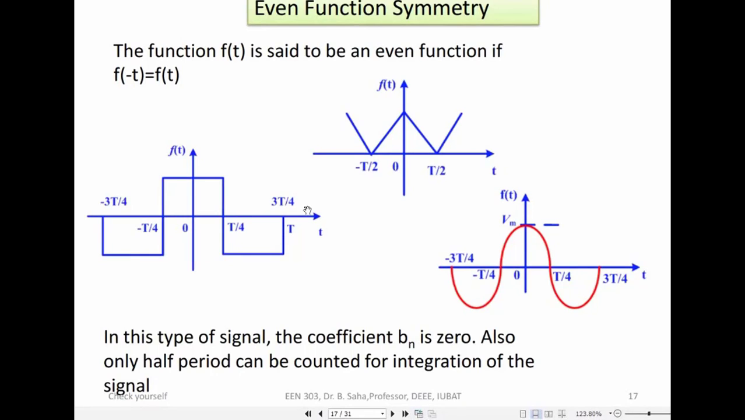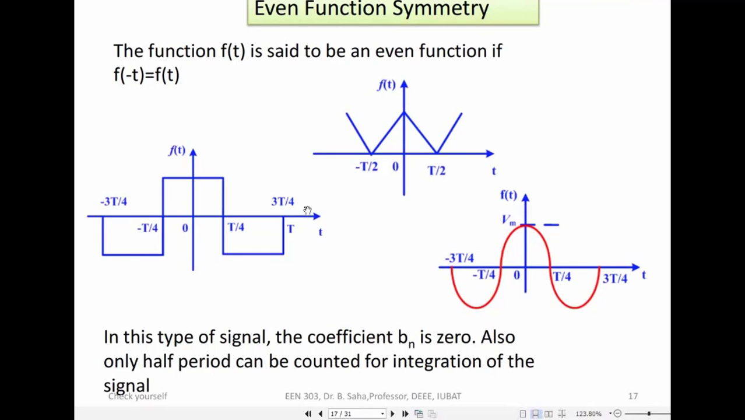of even function symmetry, the Bn coefficient is null, only An and A0 is calculated, and in case of odd function symmetry, An and A0 coefficient are null. So only Bn should be calculated. Yes, sir. This is the objective of studying even function and odd function symmetry.